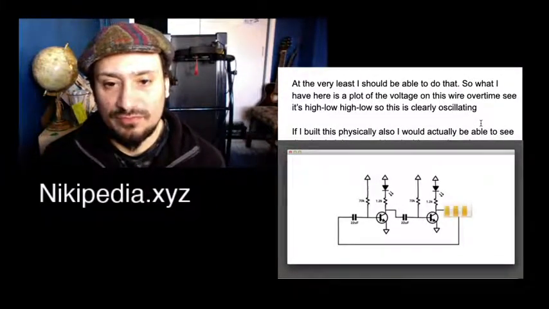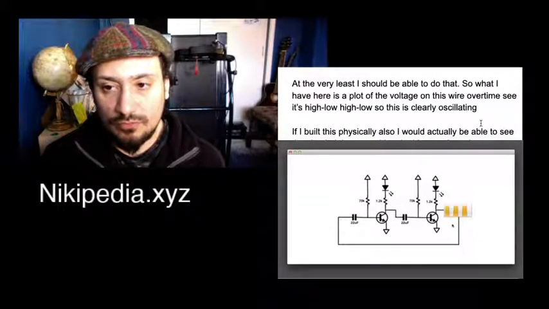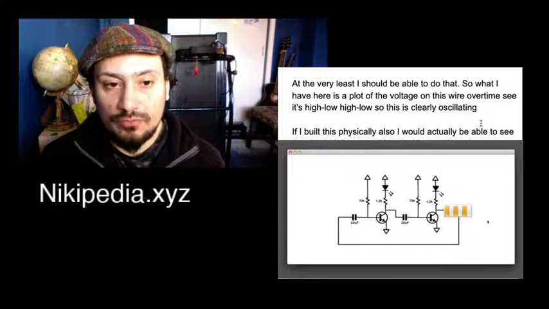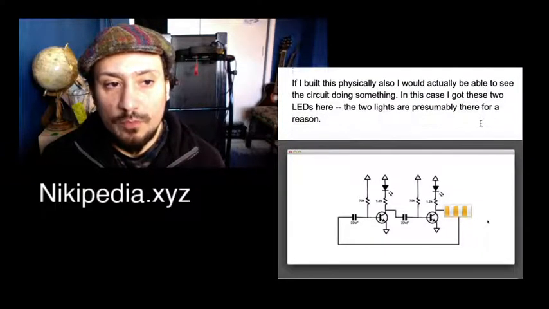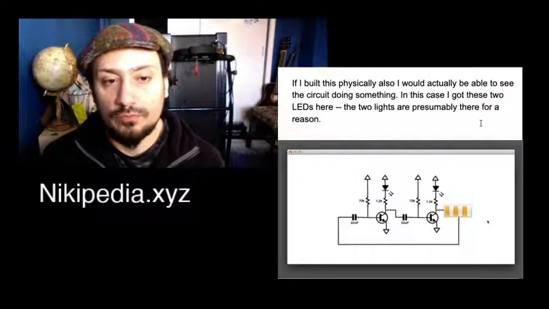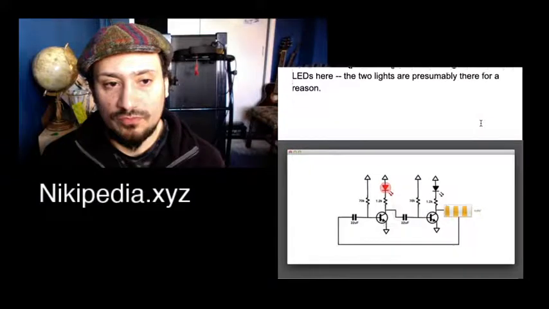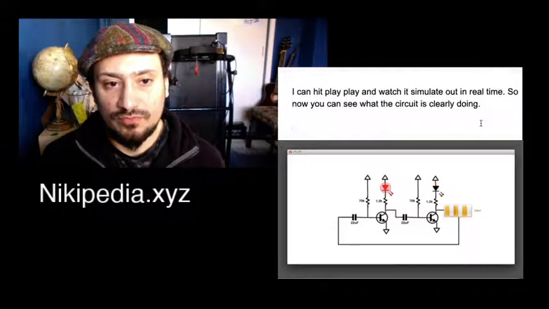So what I have here is a plot of the voltage on this wire over time. We can see it's high, it's low, high, and low. So this is clearly oscillating. If I built this physically, also I would actually be able to see the circuit doing something. So in this case, I've got these two LEDs up here. These are LEDs, the little lights. Presumably they're there for a reason. I can hit play and watch it simulate out in real time. So now you can see what the circuit's doing.